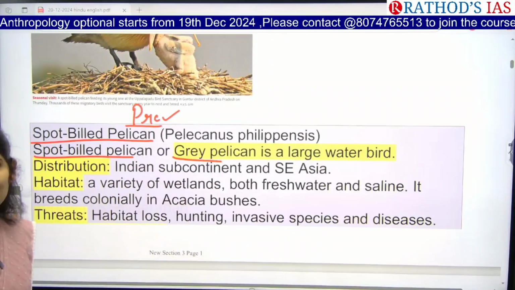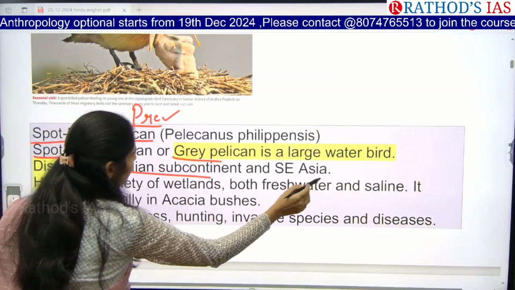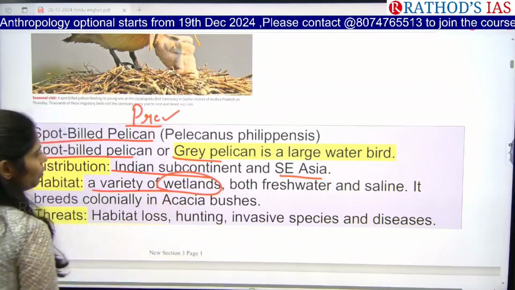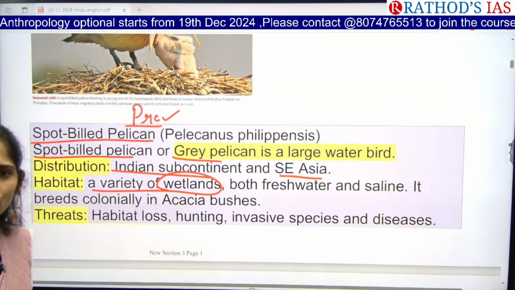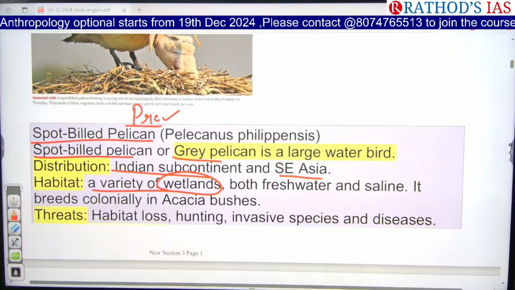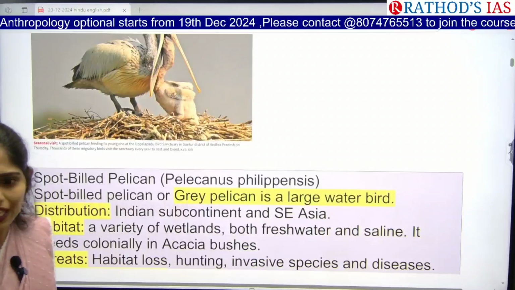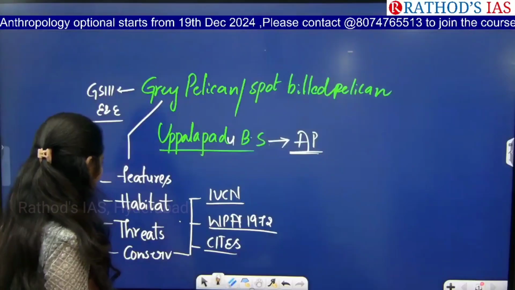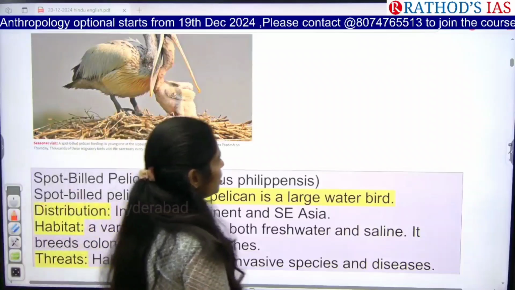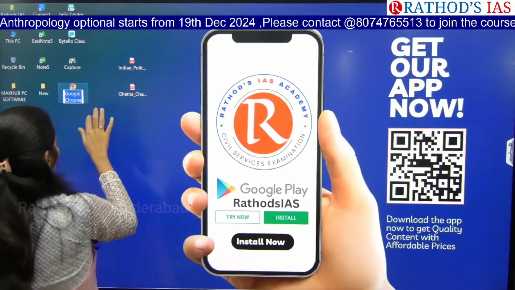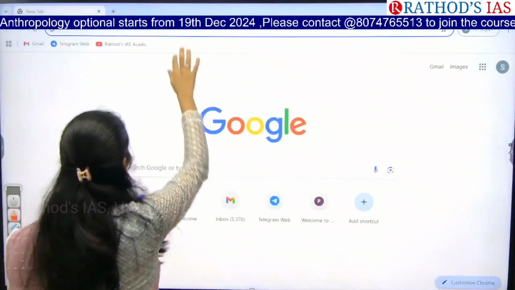And one important specialty of this grey pelican is that it is the largest water bird. It is a large water bird, and it is seen in the Indian subcontinent as well as in Southeast Asia. As for habitat, it will normally be seen in wetlands. So it can be seen in both fresh water and saline water. And especially it breeds in acacia bushes. So do you know this plant acacia? I think many of you might be knowing about acacia. I will be showing you that acacia plant also, so that you will get some idea.